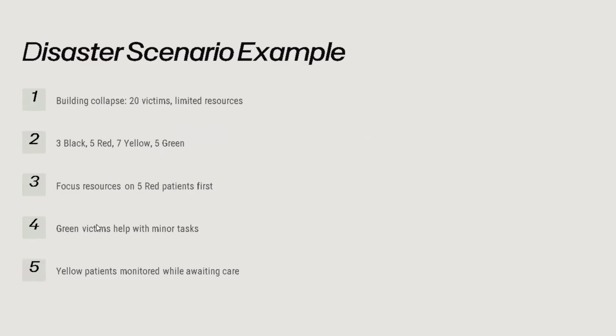All right. Green victim helps with minor tasks. The green victim, because remember, they're not that seriously injured, so they can even help with minor tasks depending on what it is. Because remember, the building collapsed in this scenario. Yellow patient can be monitored while they're waiting for care, but the focus goes around the red victims, or victims that are labeled as red.